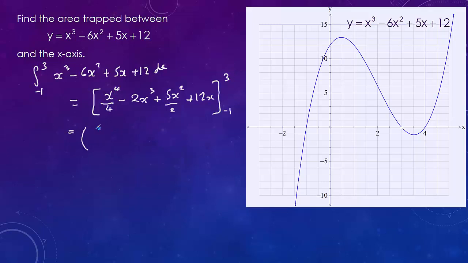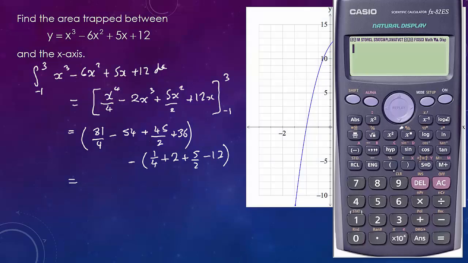So 3 to the power 4 is 81, so that's 81 over 4. Take away 3 cubed is 27, double that, it's 54. And then we've got 5 times 9, which is 45 over 2, and then 36. And if we substitute -1 in, that's going to give us a quarter. So that will be -1, -2, so +2. -1 squared is just 1, so plus 5 over 2, and take away 12. So we'll see what that comes to.